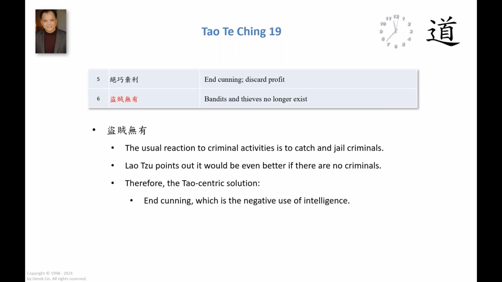It is to end cunning, the negative use of intelligence, and discard profits, which in this context means unrestrained greed. The idea is to create a situation where people no longer resort to crime. They don't need to. Intelligence can be redirected from deceptive activities, deceptions, scams, to constructive, positive ends that benefit humanity as a whole. And greed, just like desires, can be managed to a level that provides motivation. It'll motivate people toward diligence instead of deception. So that's what a Tao-centric solution would look like.